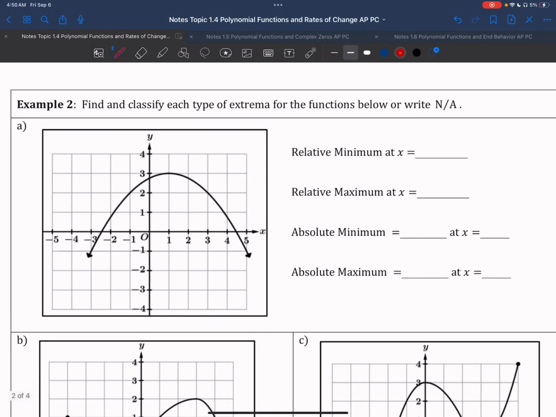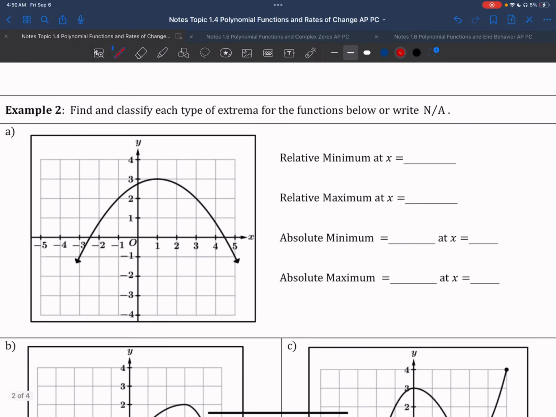Let's look at another example here. They want you to classify each type of extrema for the function below, or write not applicable when necessary. So first, they want to know if you have a relative minimum, a relative maximum, absolute minimum, or absolute maximum. I'm going to draw my increasing, decreasing lines first. I notice that I change from increasing to decreasing. That means I have one max right here.